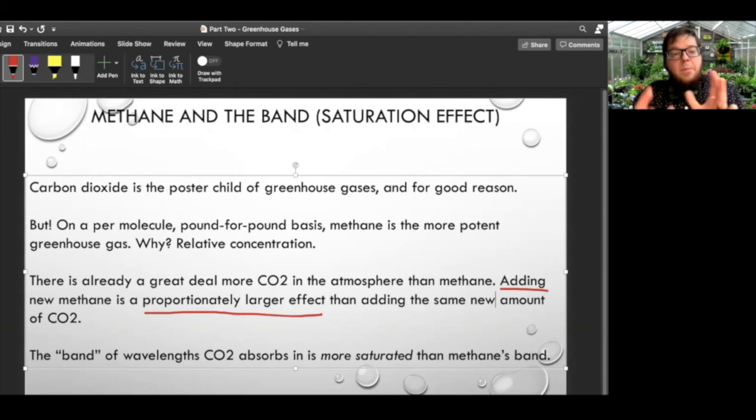And that's because the band of wavelengths that the carbon dioxide absorbs radiation from is more saturated already than methane's band of wavelengths. Right? Carbon dioxide is already out there doing its thing. You add 10 more molecules of carbon dioxide, so what? You add 10 more molecules of methane, and it's free real estate to those new molecules. They don't have any competition yet, so they're able to be very, very effective.